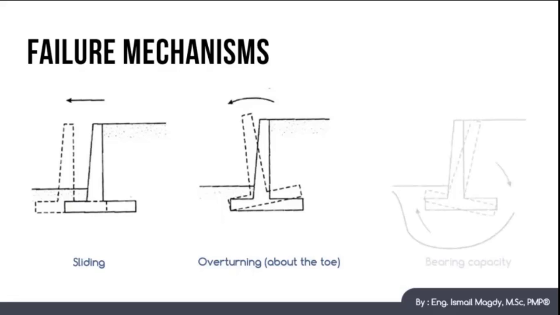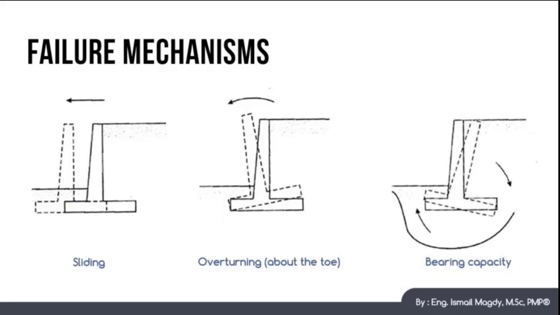Third failure mechanism is called bearing capacity failure, and in this failure, the stresses under the retaining structure exceed the bearing capacity value due to its vertical load and differential moment. In this video, we are going to learn how to check each one of those failure mechanisms.